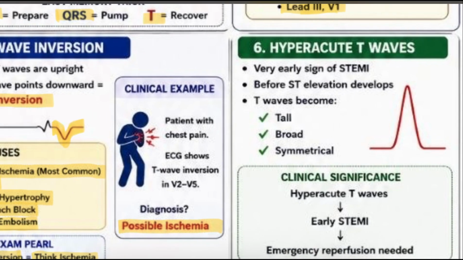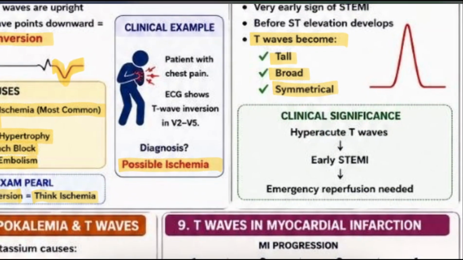So next you can see hyperacute T waves. This is a very early sign of STEMI, before ST elevation develops. The T wave becomes tall, broad, and symmetrical, and these are called hyperacute T waves. Then after that you can see early STEMI, and then emergency reperfusion needed.